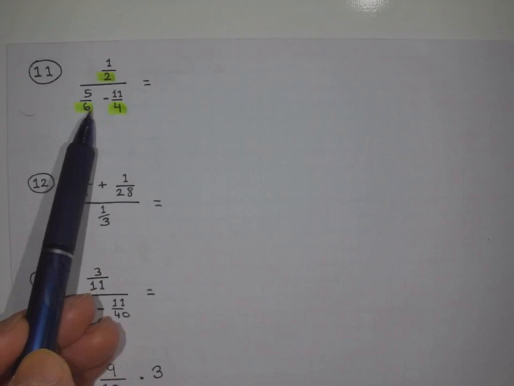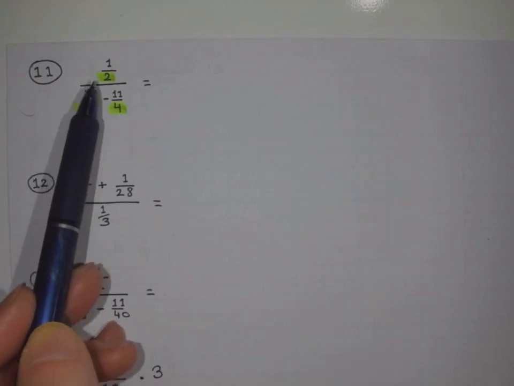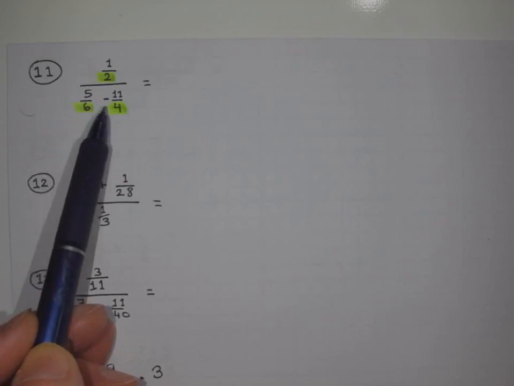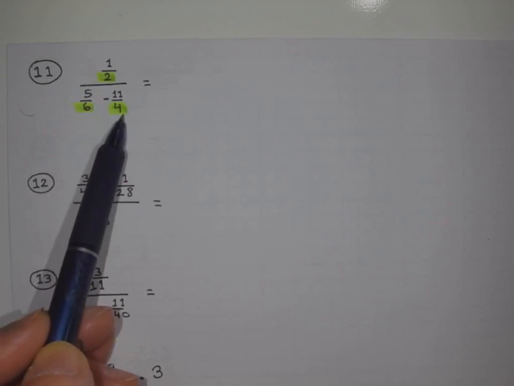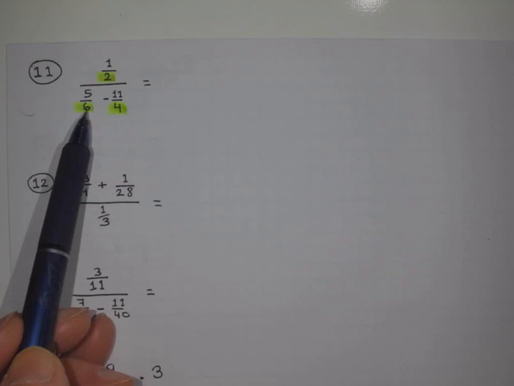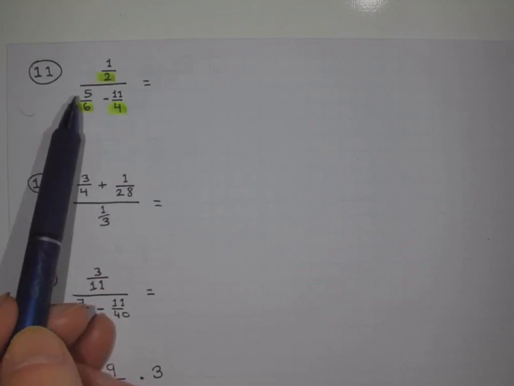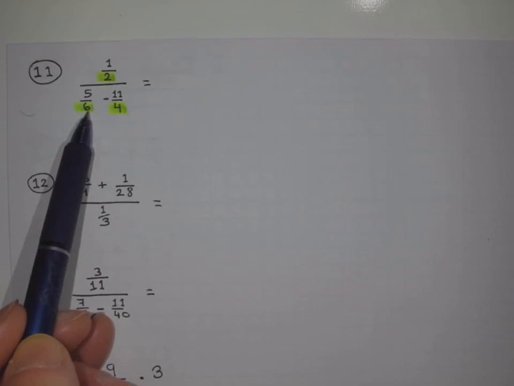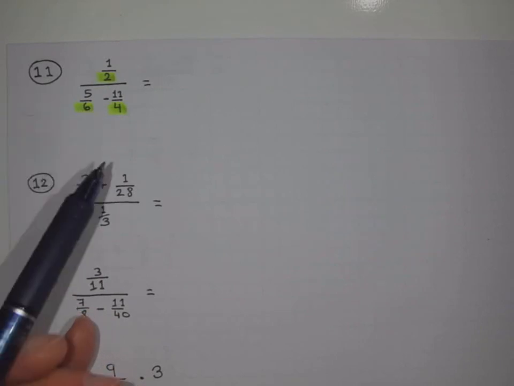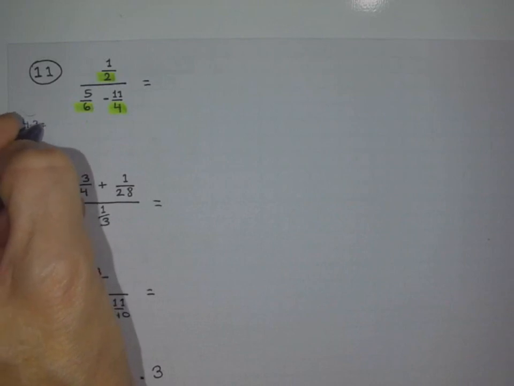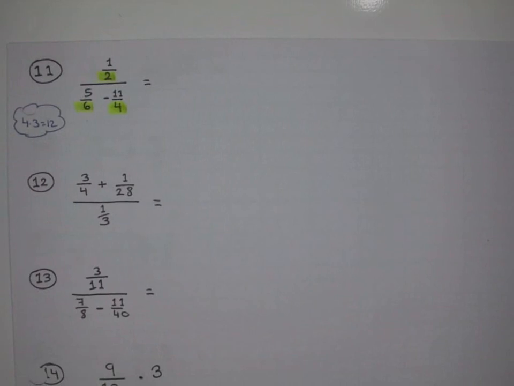6 is 2 times 3. I have a 2 here, so the 2 will be included in 6. We're good to go. 4 is 2 times 2. I only have one 2 in here and only one 2 here, so I need another 2. And then I need a 3. So 4 times 3 equals 12. And on the side, this is my thinking bubble.